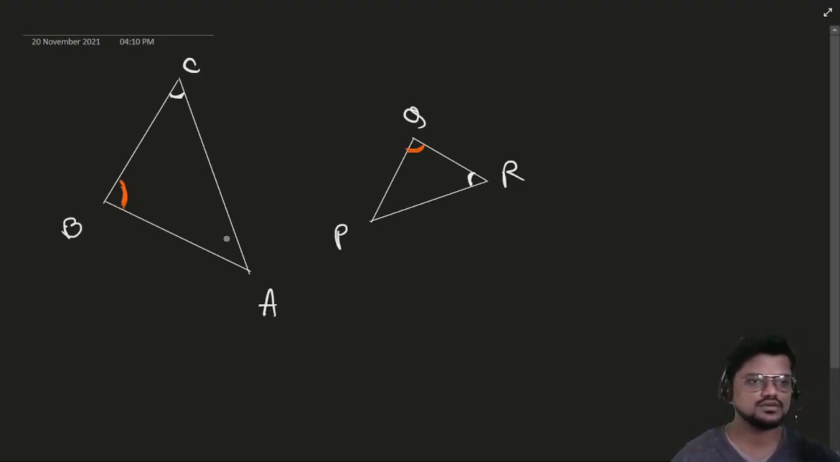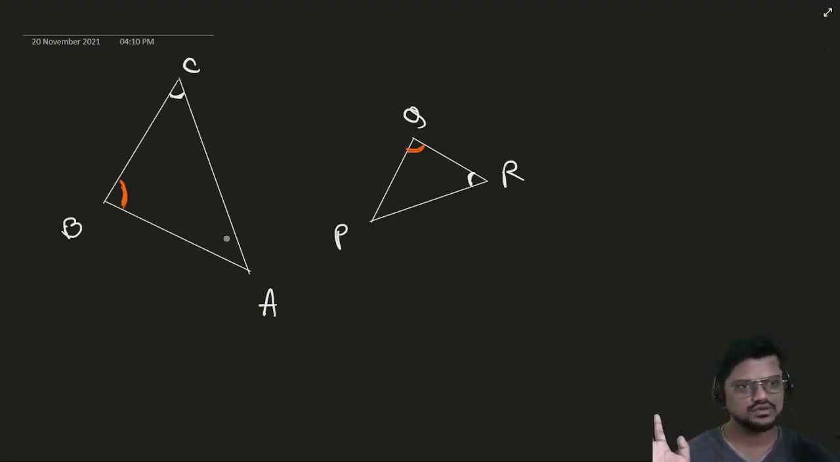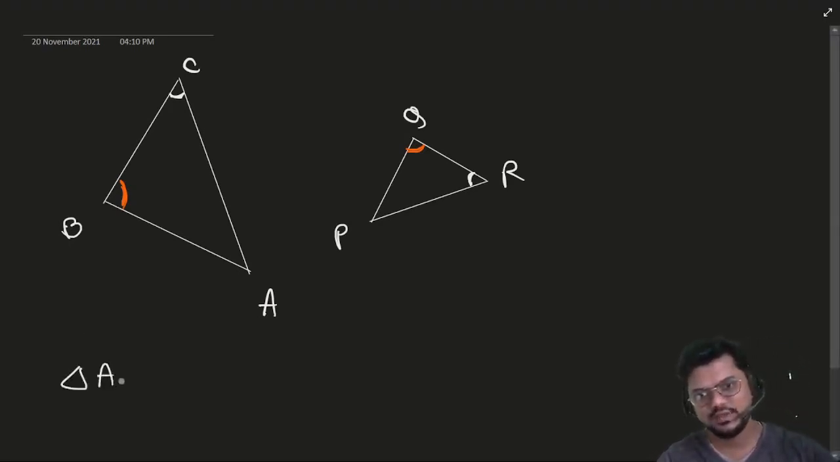So what is the requirement? That the two triangles are similar. If any two pairs of angles are equal, then we can say that the two triangles are similar. Understood? Is that clear? Yes, sir. When we get two angles of a triangle equal to two angles of a different triangle, we can say that the two triangles are similar. And once the two triangles are similar, triangle ABC is similar to triangle PQR.